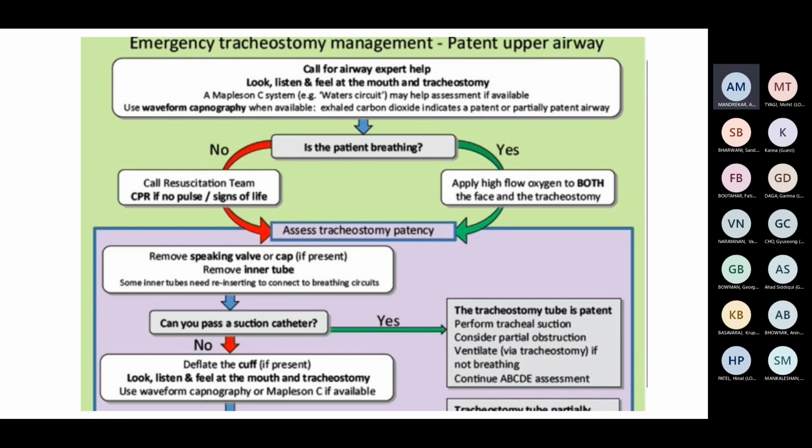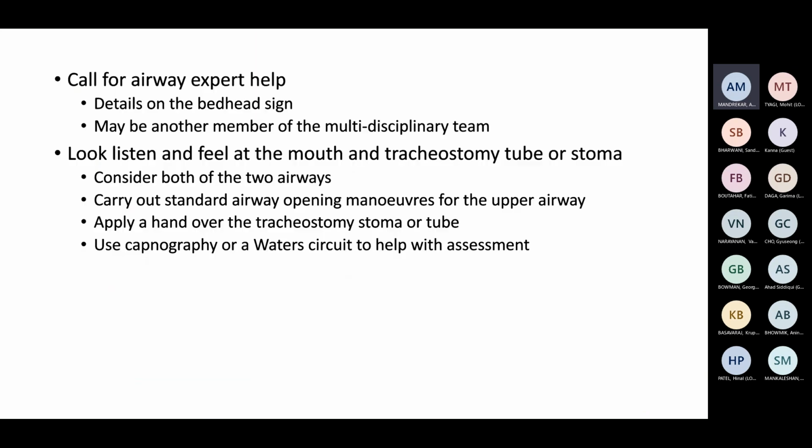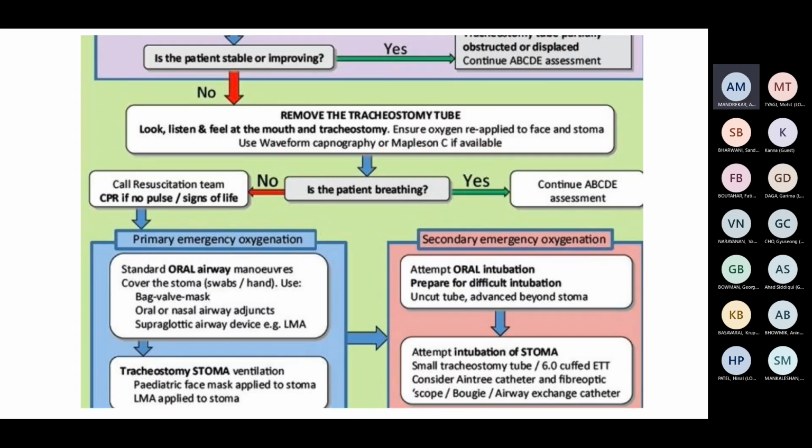At this point, you would remove any cap, any speaking valve, the inner cannula as well. And then you would put in the suction tube and see whether you'd be able to suction and pass it through. If not, then in that case, you deflate the cuff, and again, you assess by the look, listen, and feel approach, and you look at the waveform capnography. In case that, again, after deflating the cuff there are no signs, then you would proceed with removing the tracheostomy tube and assessing again.